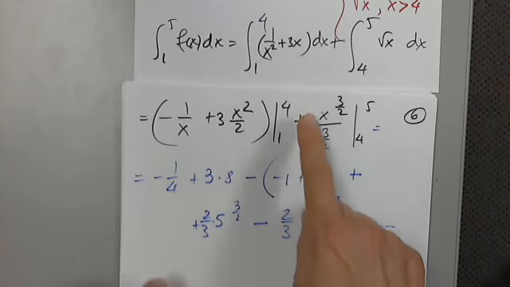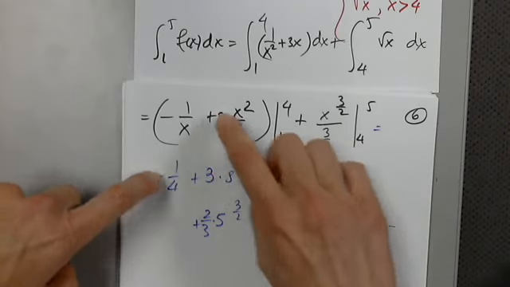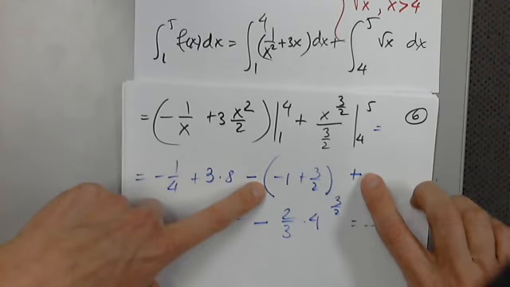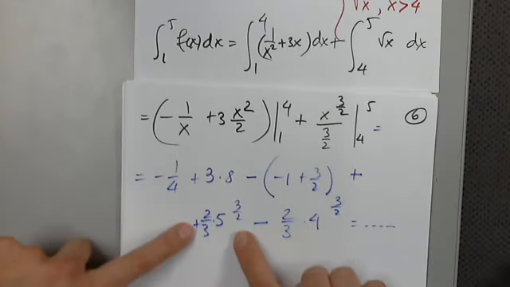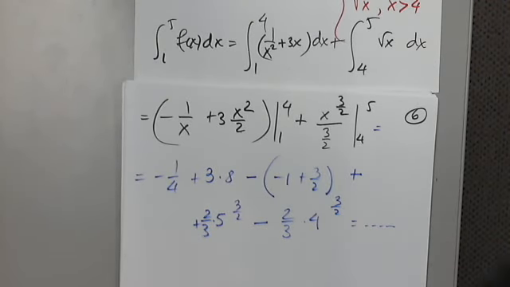So one more time, we plugged in 4 in both, and we got this, minus, when I plug in 1 I get this, plus, I plug in 5 and I get this, minus, I plug in 4 and I get this. We can come back and finish it up if we have time today. If not, can you finish it on your own?